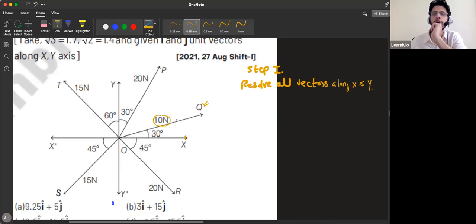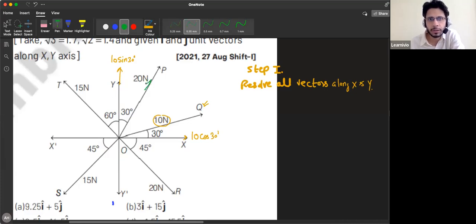Sarah, will you try the component of 10 Newton along x-axis? It will be Q cos theta. Yeah, it should be Q. So the magnitude of Q is 10, right? So it should be 10 cos 30. Very good. What about the Y component of this 10 Newton? 10 sine 30 degree. Yeah, very good. Similarly, we can calculate the components of P.